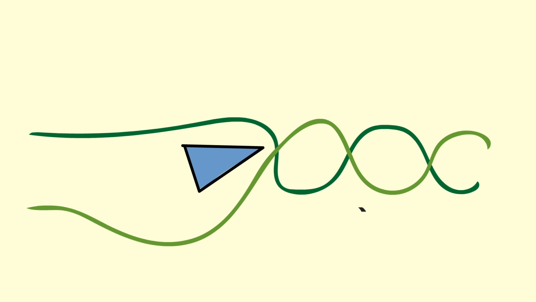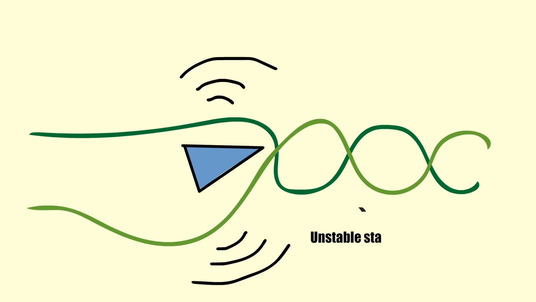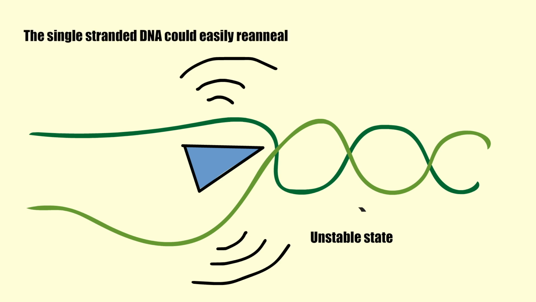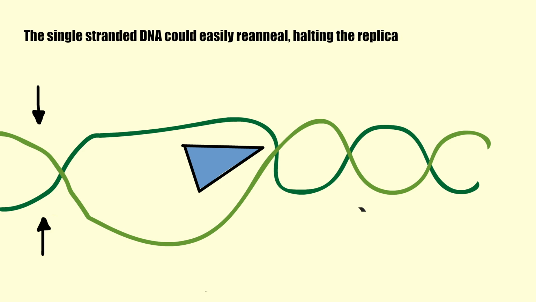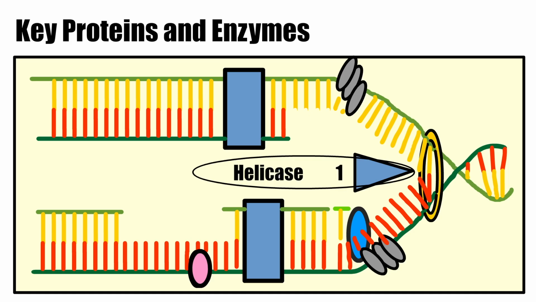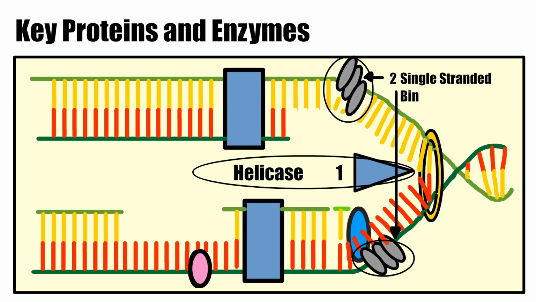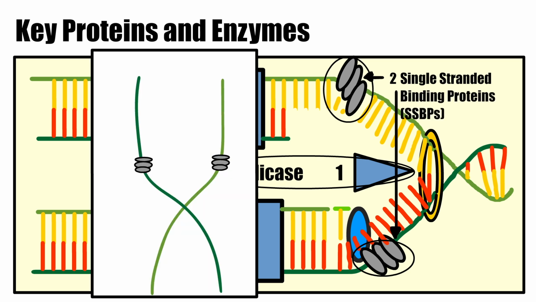Once these strands are separated, they are in a highly unstable state. If left alone, the single-stranded DNA could easily reanneal or snap back together, halting the replication process. To prevent this from happening, single-stranded binding proteins, or SSBPs, bind to the exposed single-stranded DNA, stabilizing the strands and ensuring that they remain separated. These proteins essentially act as scaffolding, maintaining the integrity of the separated strands and allowing the replication machinery to function smoothly.